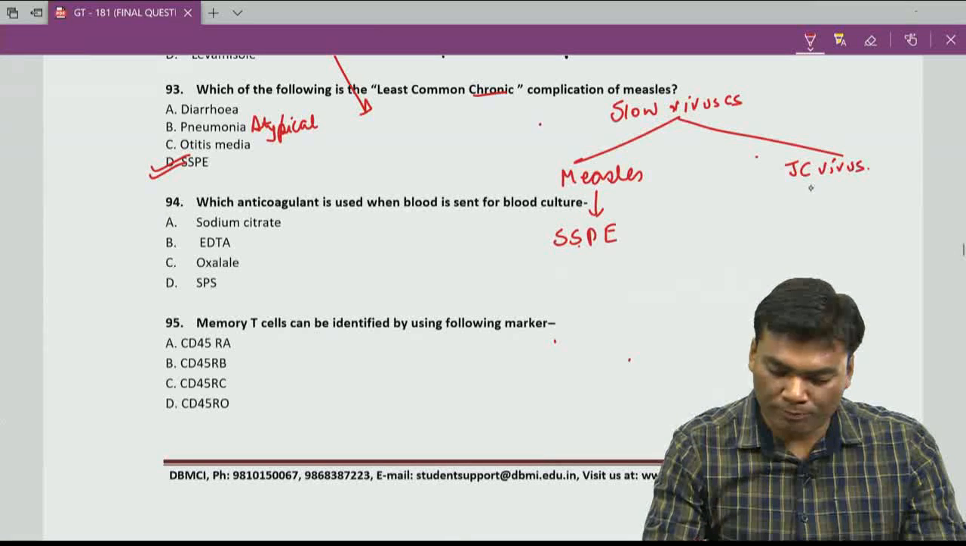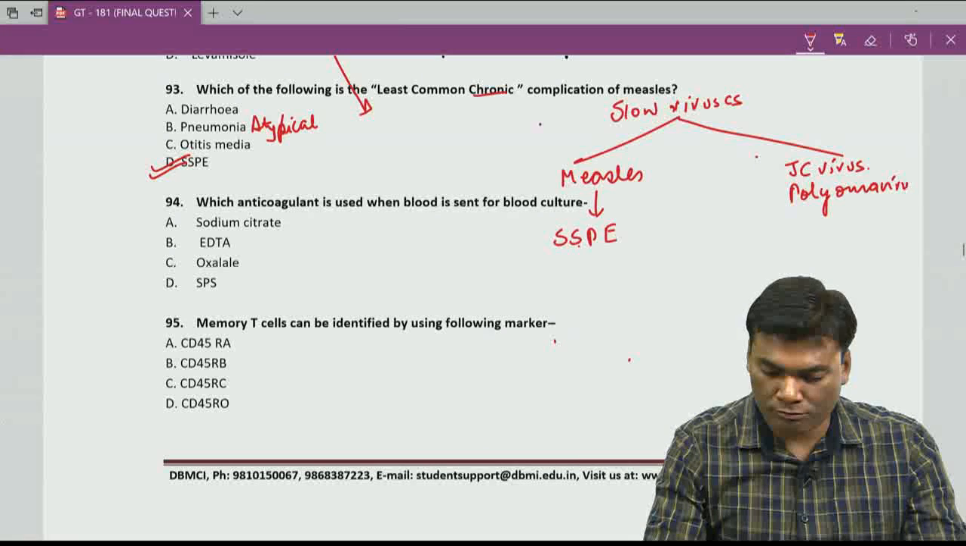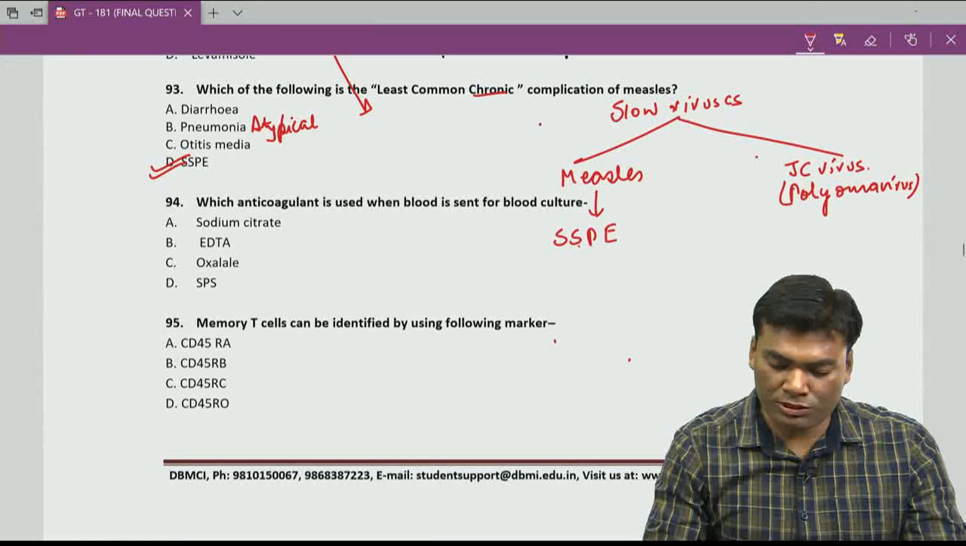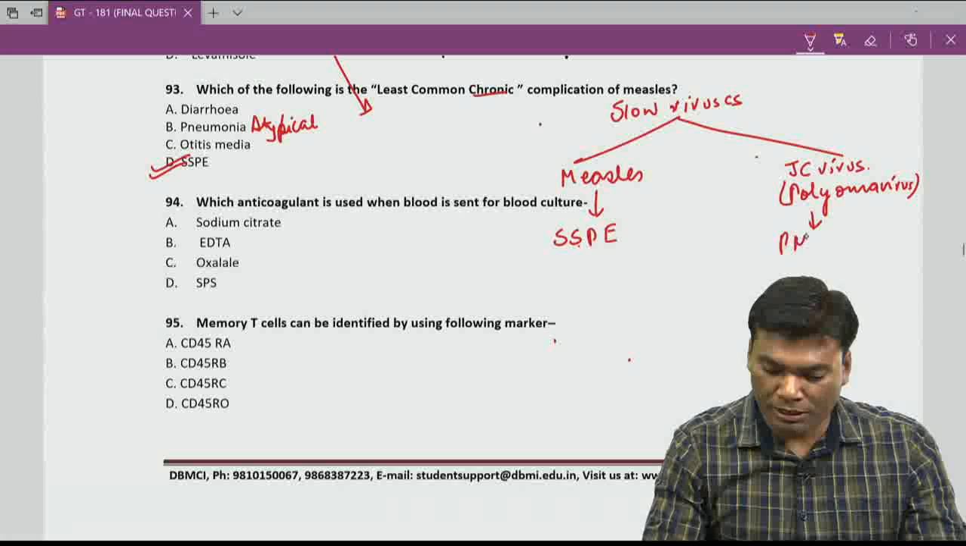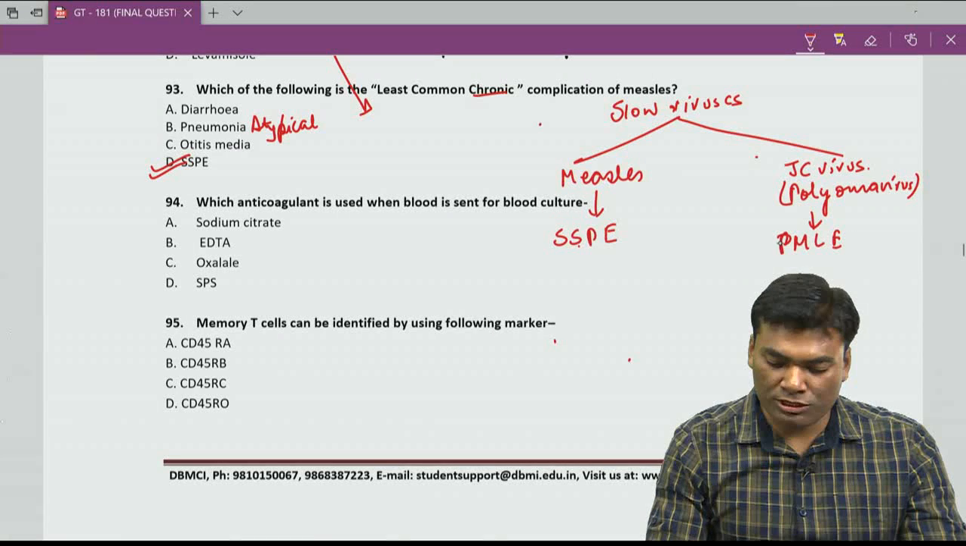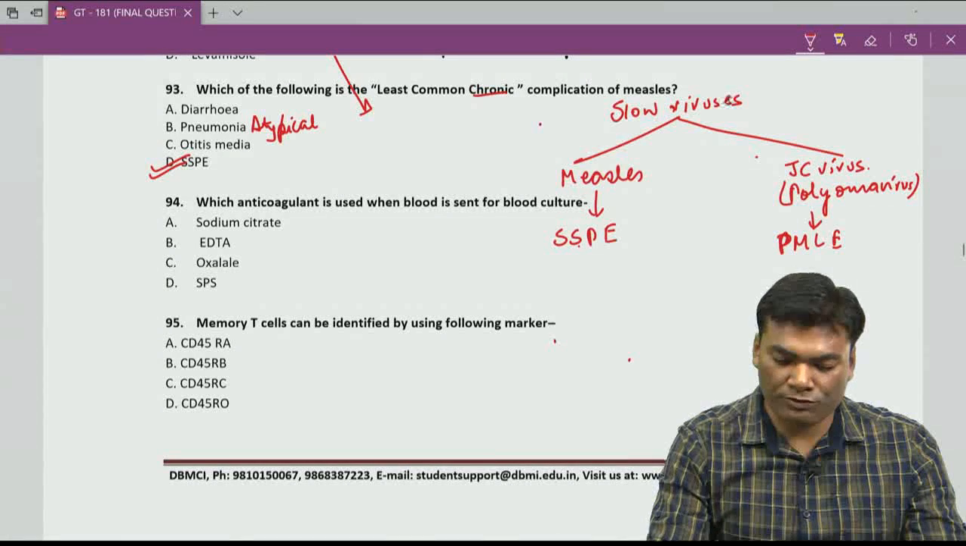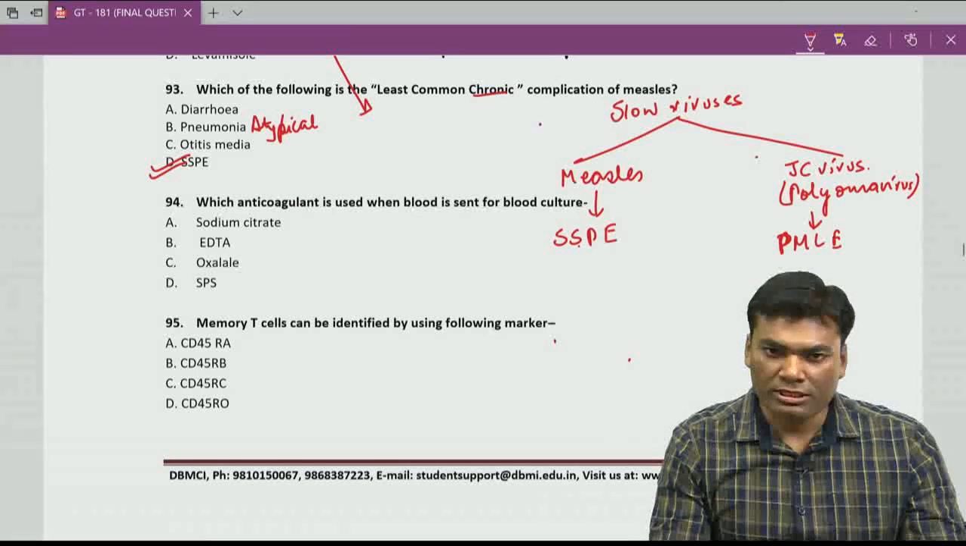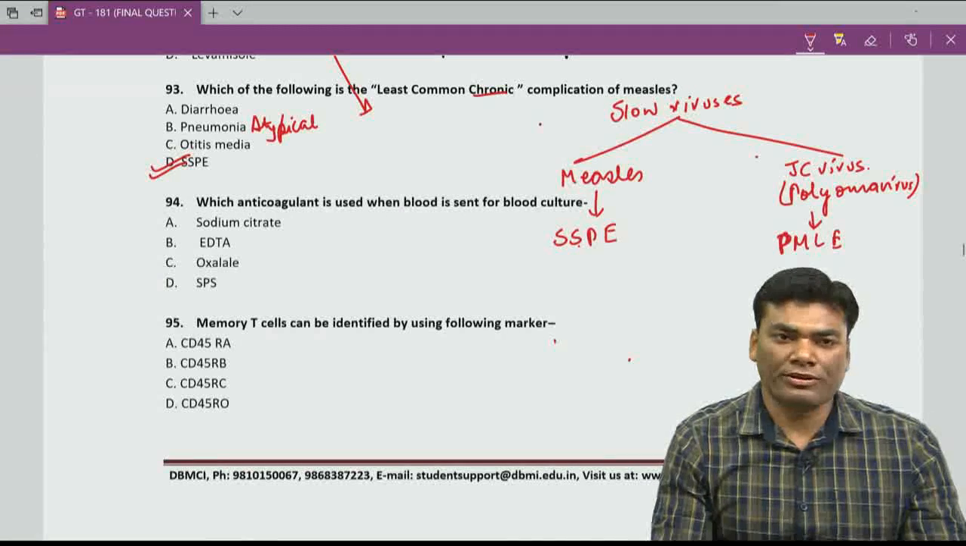JC virus is actually a polyoma virus. This virus causes PML, or progressive multifocal leukoencephalopathy. So these are the two viruses which are known as slow viruses, and these are very rare, and these disease entities are also very rare.